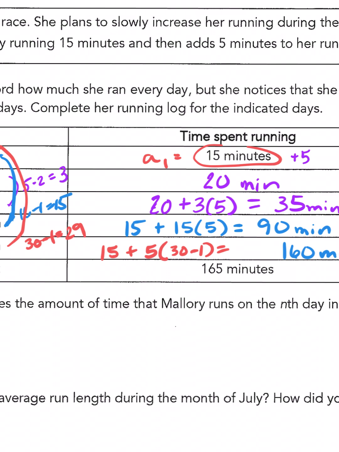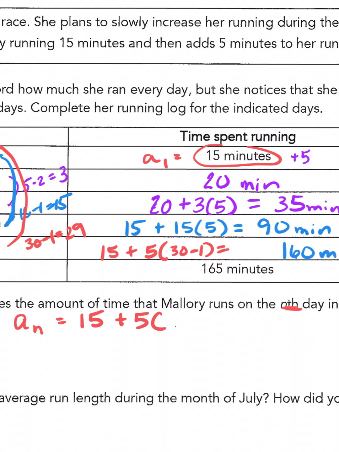So let's see if we can figure out any day if we can find a pattern. So for any day, what do we get? That would be like A sub n. What are we going to start with on all of these? How much she ran on day 1. So 15 plus, and then what did we do? 5 minutes times what? N is the day. But did we multiply by n? What do we multiply by?